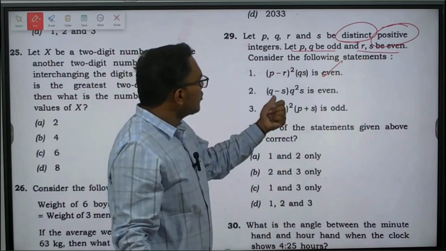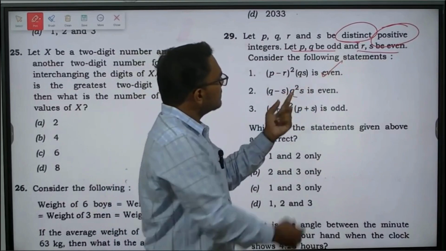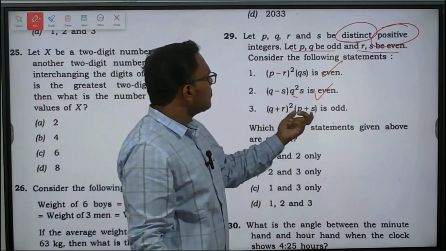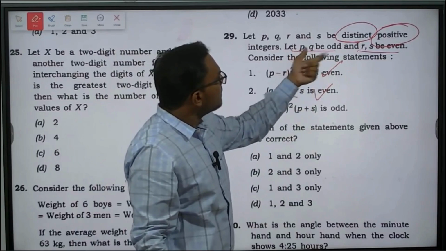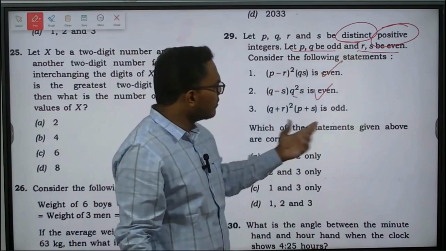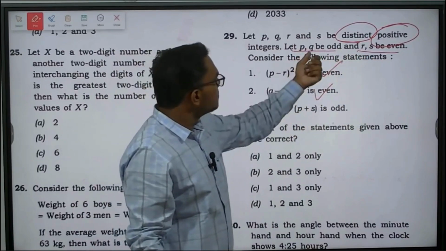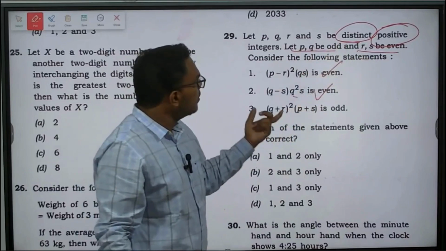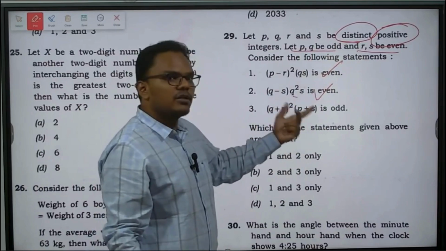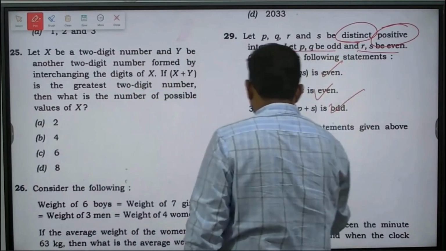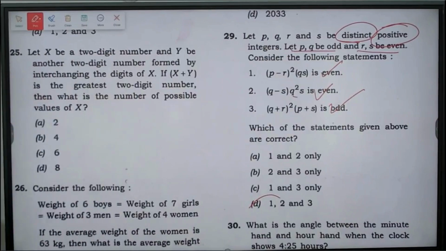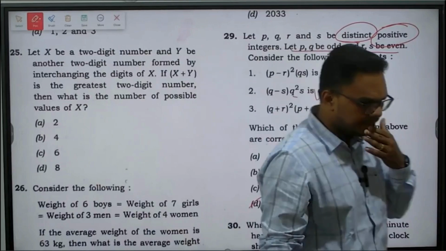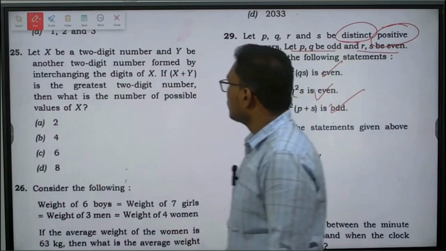Now second, Q minus S into Q square into S. See, again you have S, so again this is even. Now you have Q plus R into P plus S. What is this? Q plus R is odd plus even, and odd plus even is definitely odd. Now what is P plus S? Odd plus even, again that is also odd. Odd square is odd. Odd into odd is odd. We'll go to the next one.